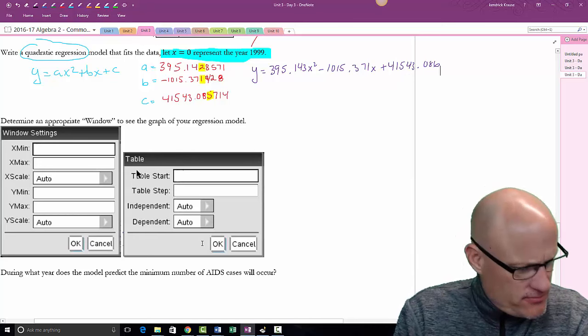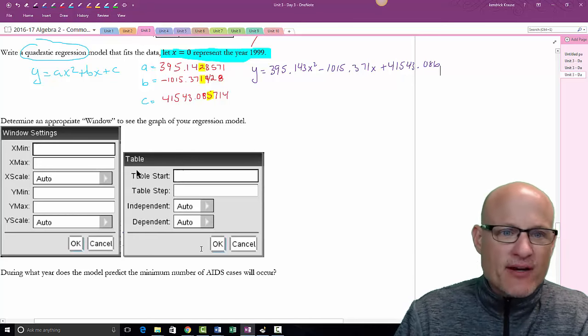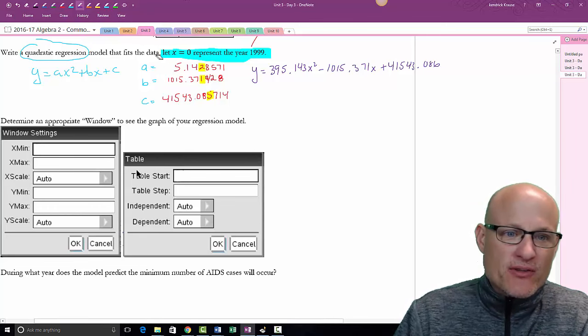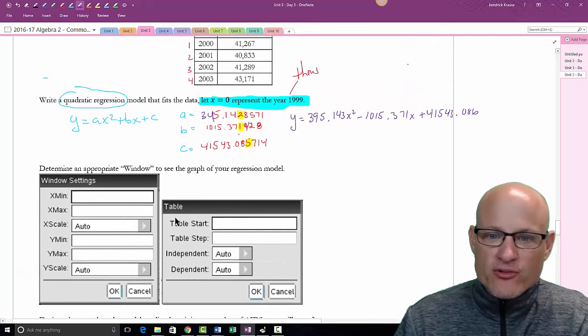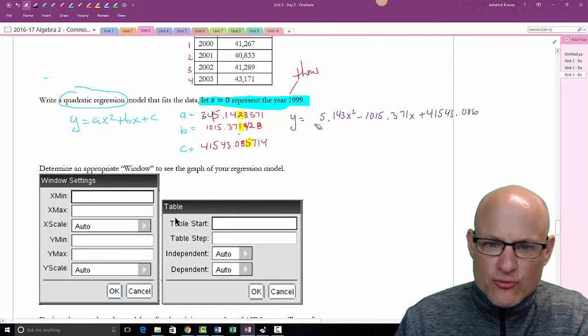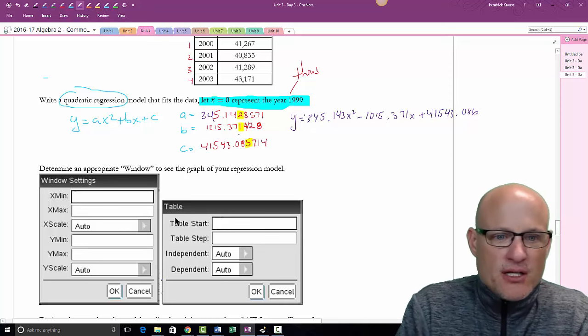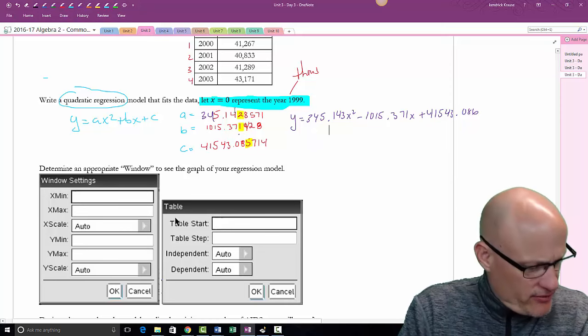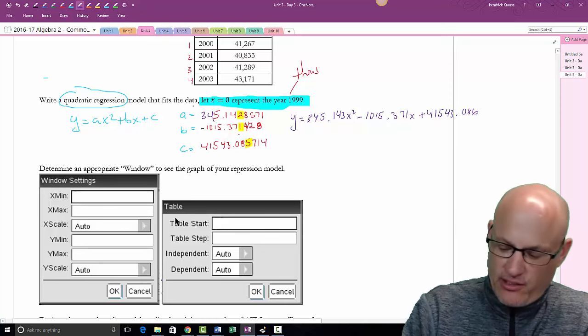So, by the way, I wrote 345.395, but I forgot that this was actually a 34. So this should be 34, not 39. Sorry about that. 34. Okay. And we said this was negative, right? Yeah, this was negative right here. Okay, so let's get this typed into our calculator.